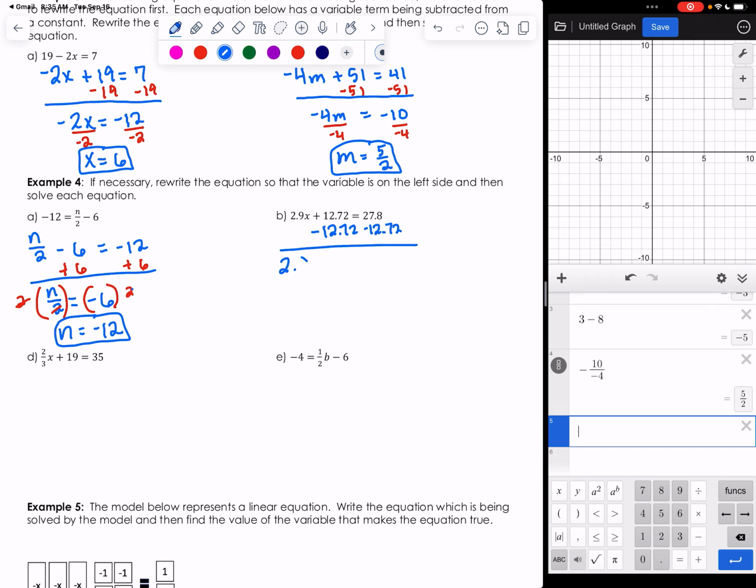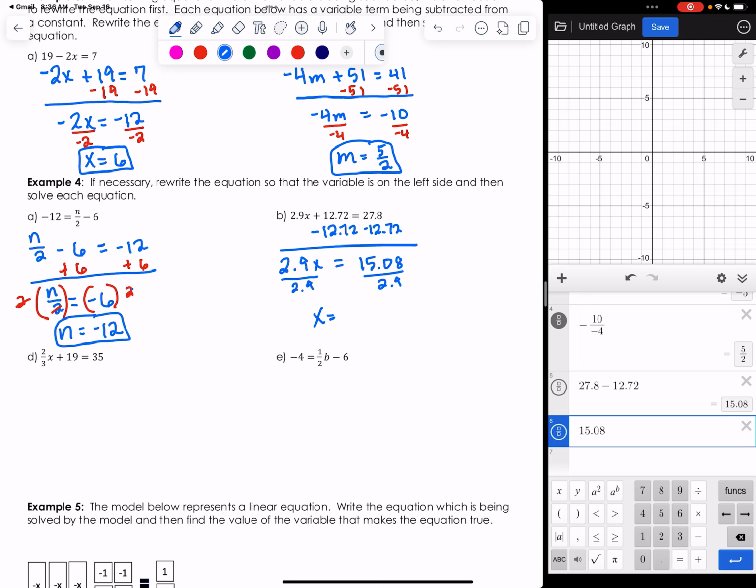So 2.9x equals, I'll come over here, 27.8 minus 12.72, 15.08. Now divide by 2.9. So 15.08 divided by 2.9. And x is equal to 5.2.